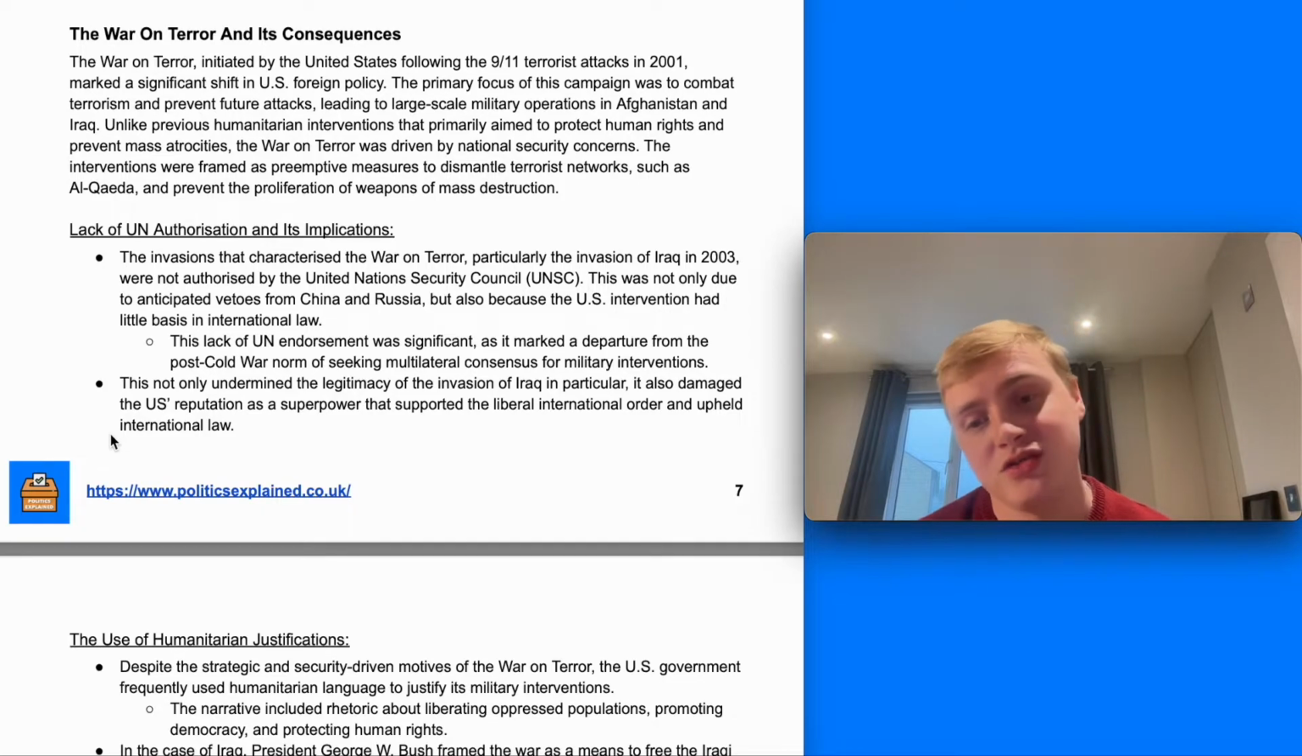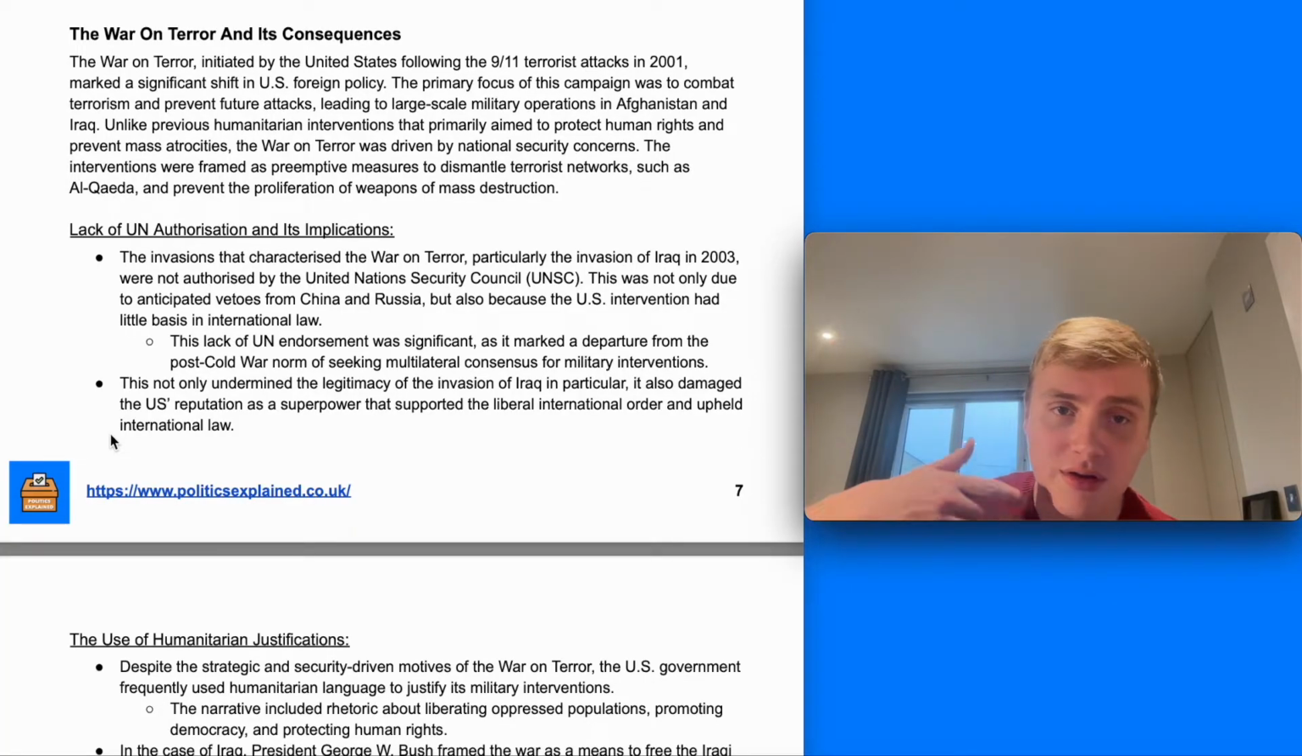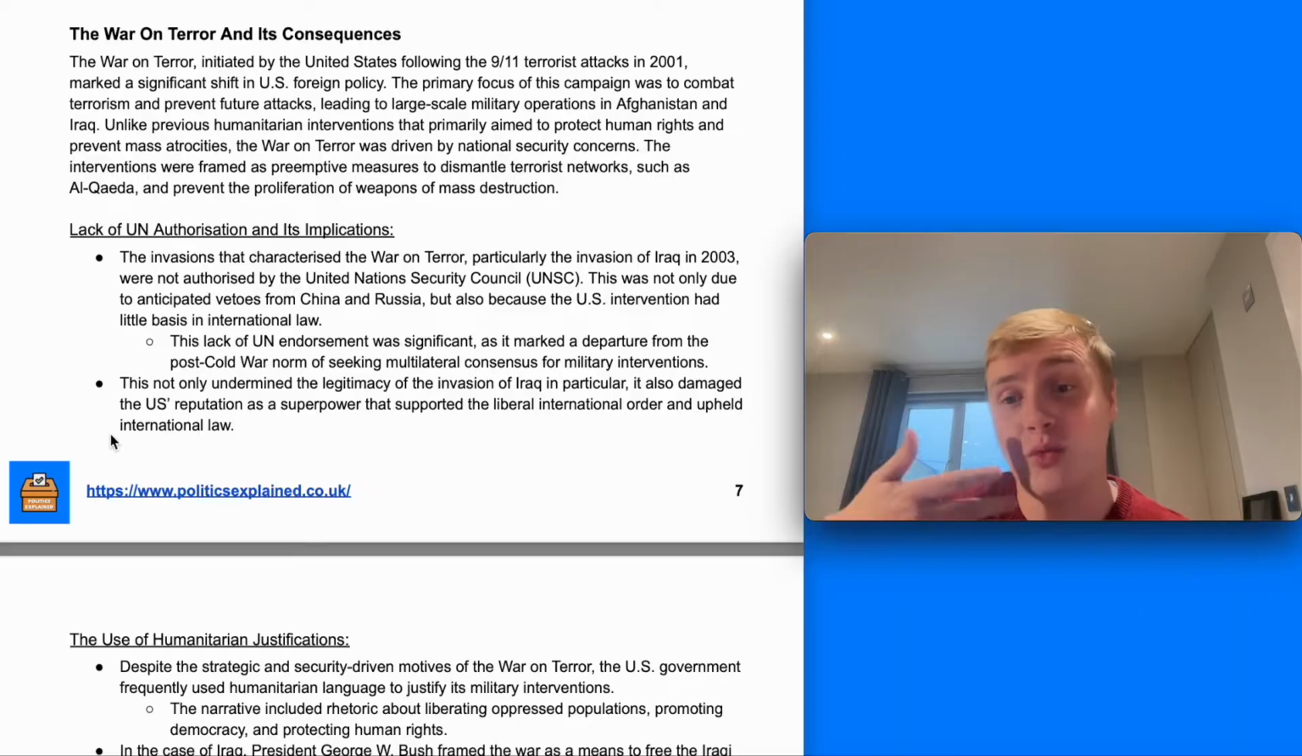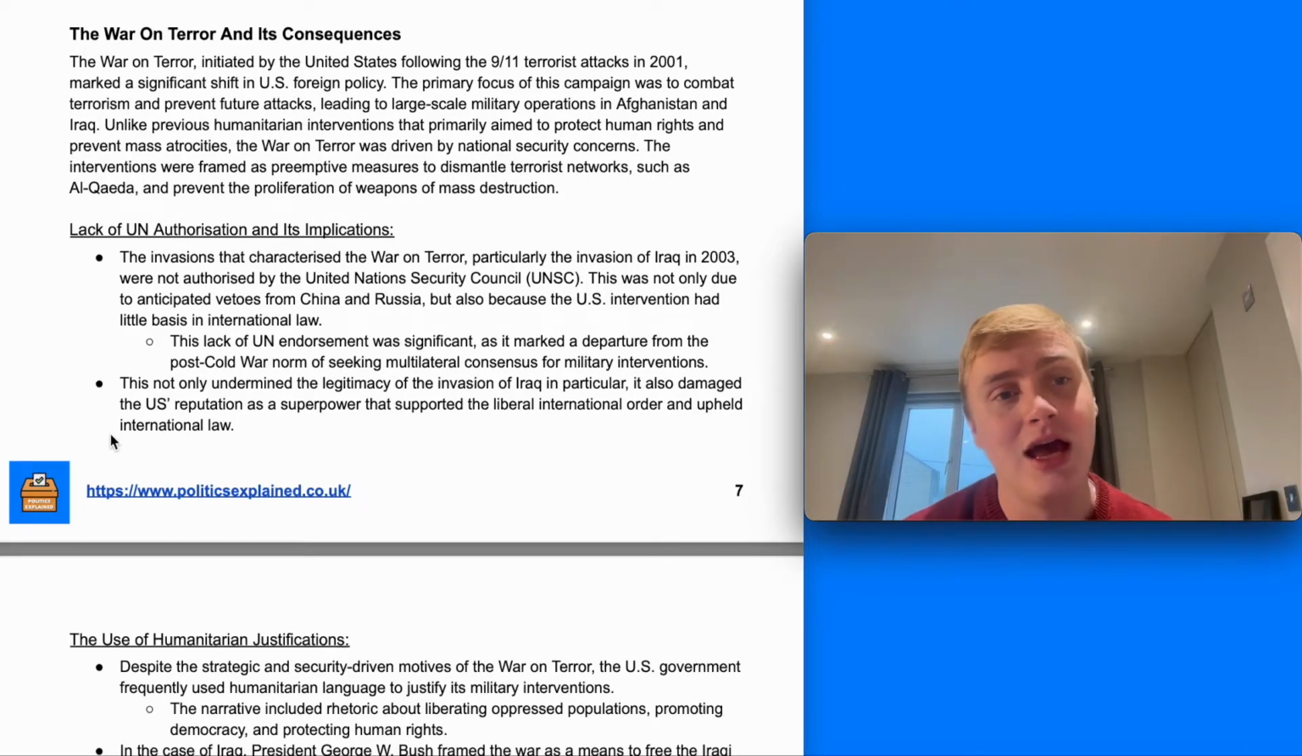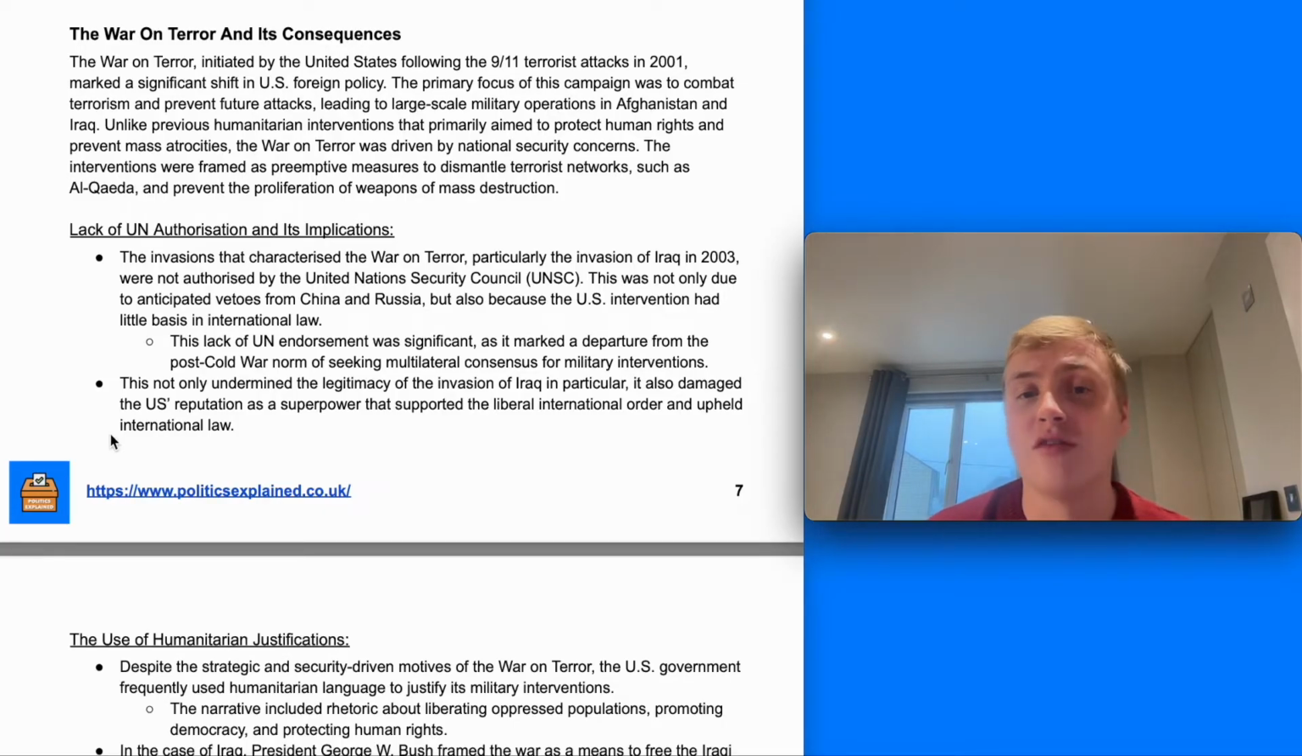The War on Terror was initiated by the United States following 9/11, and it marked a really significant shift in US foreign policy. Its primary focus, at least what it said its primary focus was, was to combat terrorism and prevent future attacks, and it led to large-scale military operations in Afghanistan and Iraq in particular. Unlike previous humanitarian interventions that primarily aimed to protect human rights and prevent mass atrocities, that were more limited interventions, the War on Terror was driven by national security concerns, so it wasn't really a humanitarian intervention.